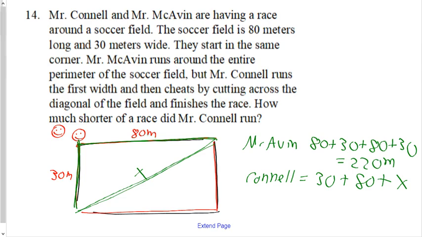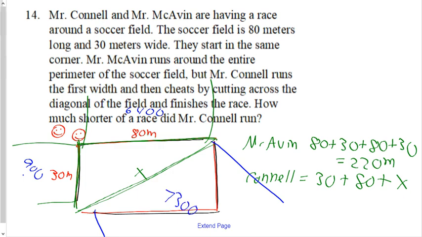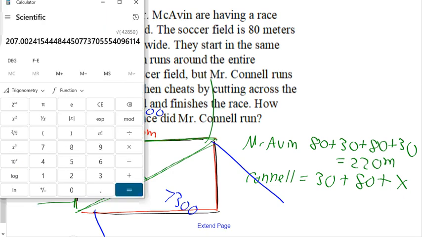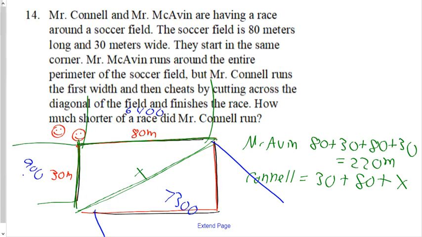How do I get X? Find the hypotenuse. Put my squares on here. 900, 6,400. This square, the hypotenuse, will be this plus this, which is 7,300. Did Mr. Connell run 7,300 meters across that diagonal? No, that's the area of the square. I got to square root that to figure out what X is. Square root it, 85.4. So therefore, it's 30 plus 80 plus 85.4.